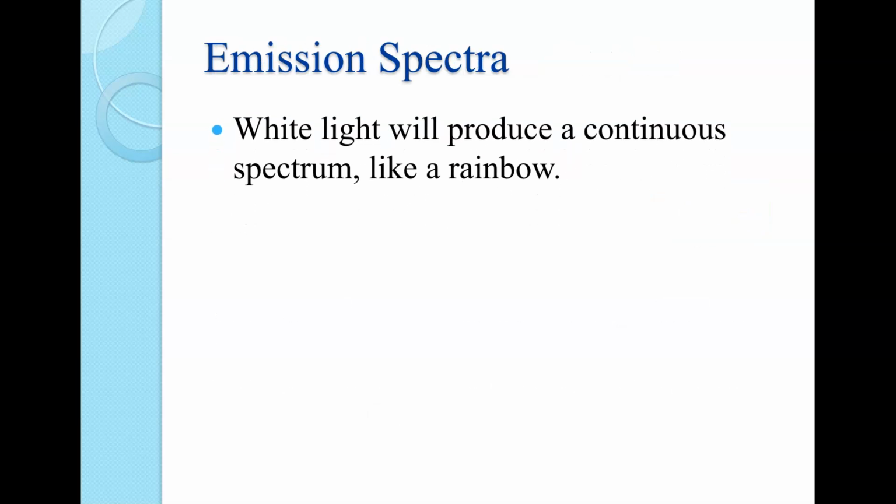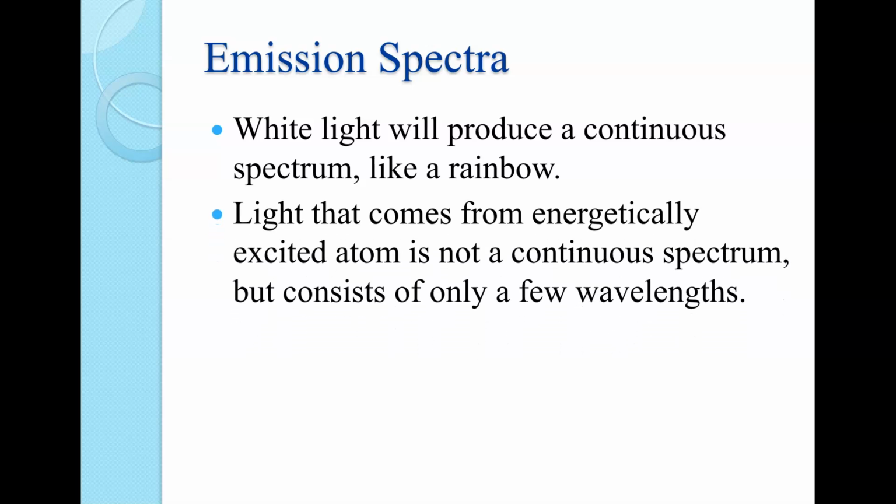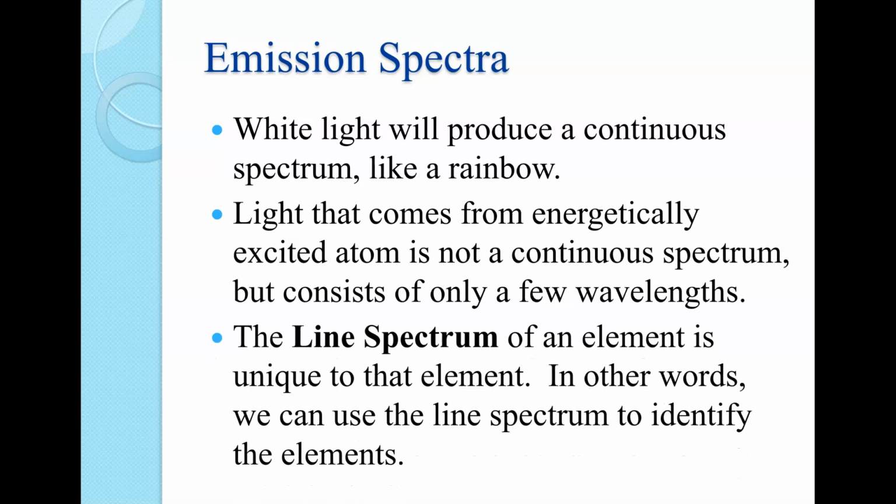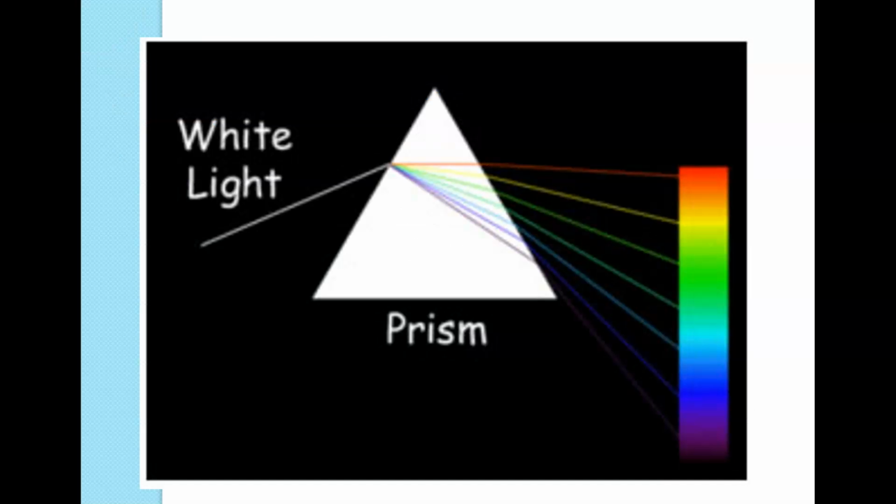We did the lab with this in first year chem. In emission spectra, what you do is you shine light through a prism. If it's white light, it produces a continuous spectrum like a rainbow. If it comes from an electrically excited atom, it's not a continuous spectrum. It's only a few wavelengths that you're allowed to have. And the line spectrum of an element is unique to that element. It's almost like a fingerprint. You can use it to identify the elements.